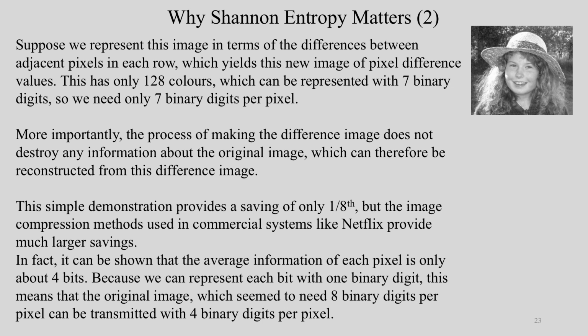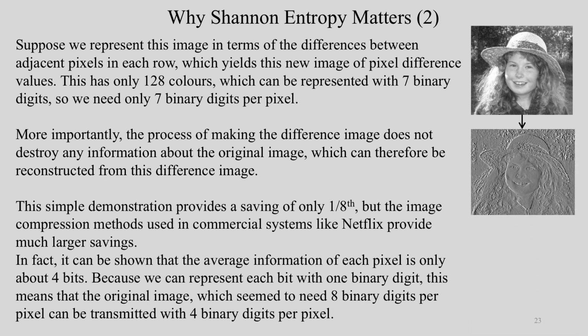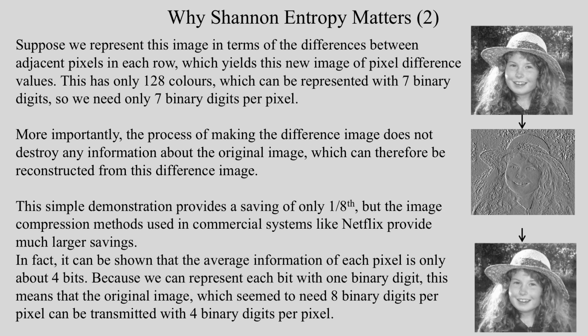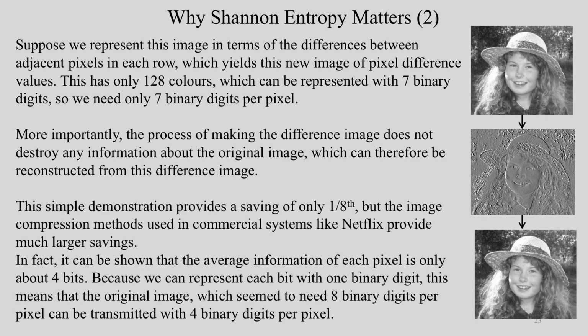Suppose we represent this image in terms of the differences between adjacent pixels in each row, which yields this new image of pixel difference values. This has only 128 colours, which can be represented with 7 binary digits, so we need only 7 binary digits per pixel. More importantly, the process of making the difference image does not destroy any information about the original image, which can therefore be reconstructed from this difference image.